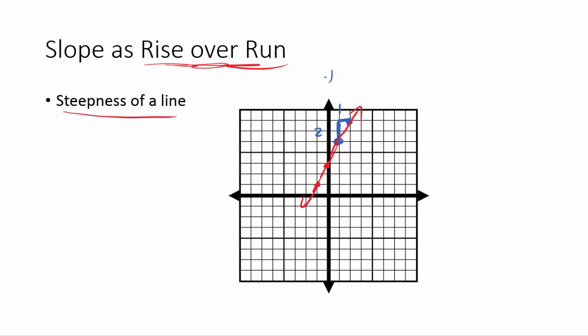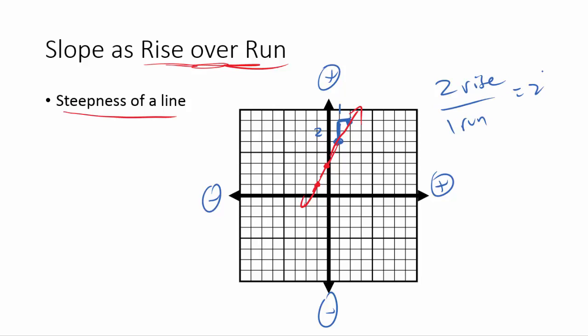If we're going up in these directions, it would be positive. If we're going in these directions, down and to the left, it's negative. So from this point, up 2 and over 1 gives me a slope with a rise of 2 and a run of 1, which would be a slope of 2. So our slope there would be 2.